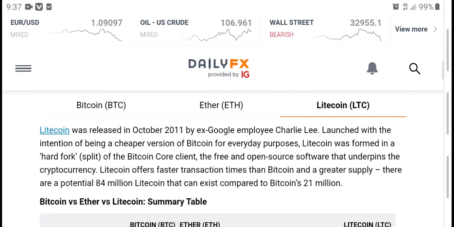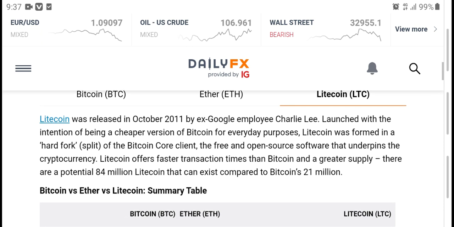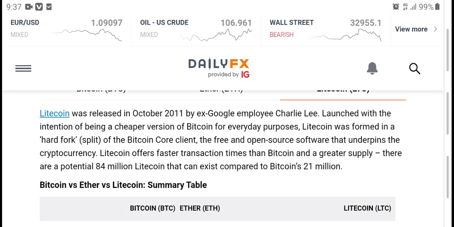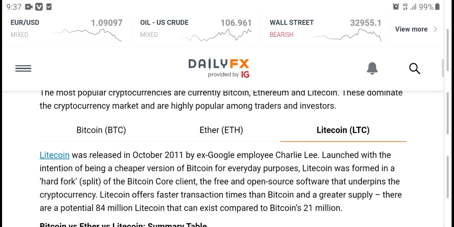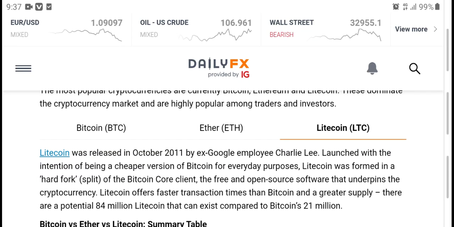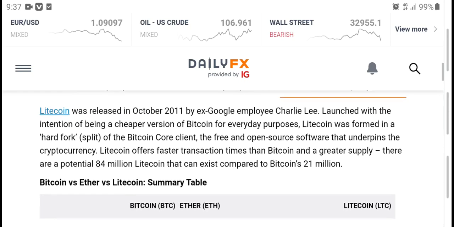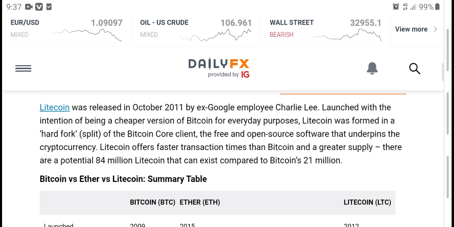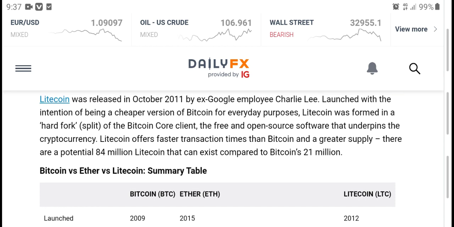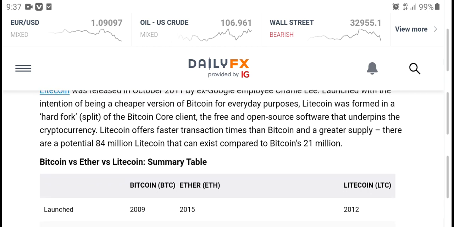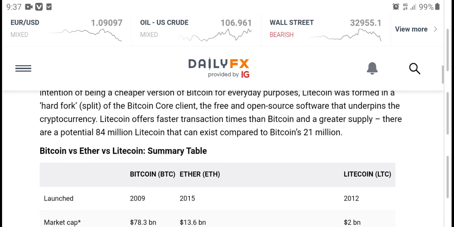Litecoin was released in October 2011 by a former Google employee. Bitcoin and Litecoin both use proof of work, and both are open source software. The coin cap is 84 million Litecoin and 21 million Bitcoin.